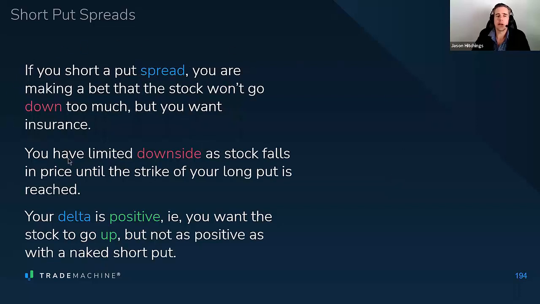If you're short a put spread, you're making a bet that the stock won't go down, but you want some insurance. You now have limited downside, and your downside stops once your long put is reached, once your insurance strike price is reached. Your delta is positive because you want the stock to go up, but it's not as positive as if you're just naked short a put.